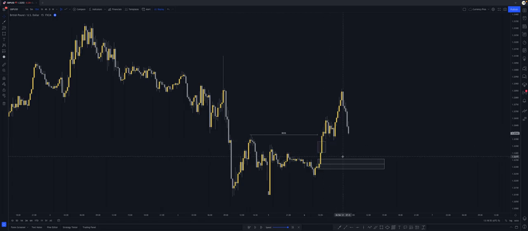In between those two wicks, we see no battle between supply and demand, buyers and sellers. We just have pure buying power. Okay, demand was in control and there was no battle that took place. So that is inefficient price action. Whereas everything else, of course, is very balanced.